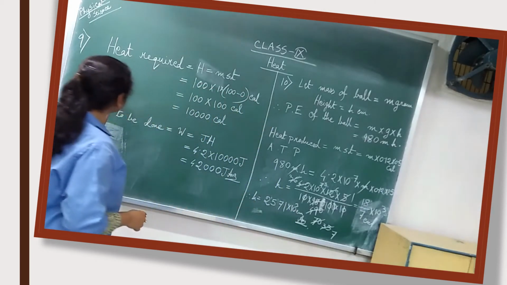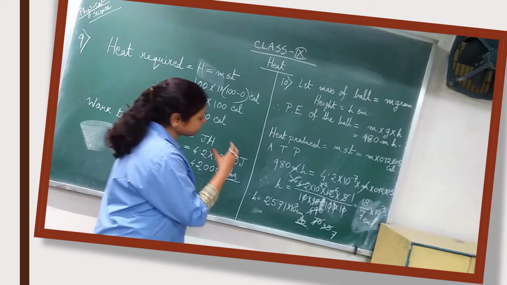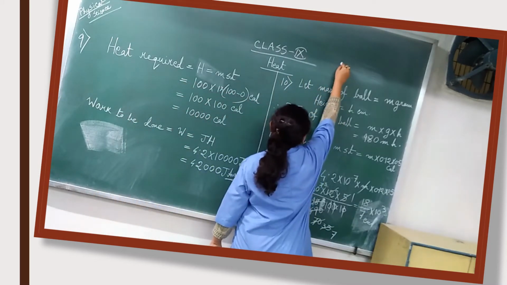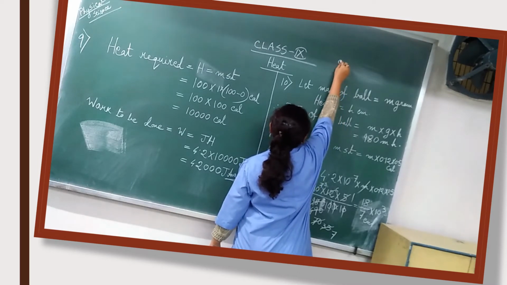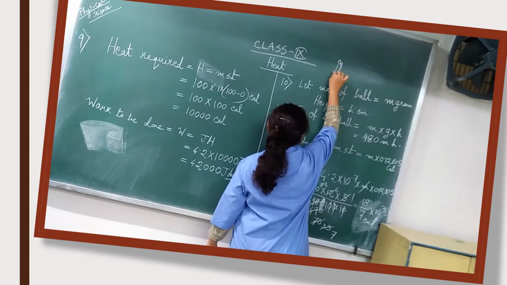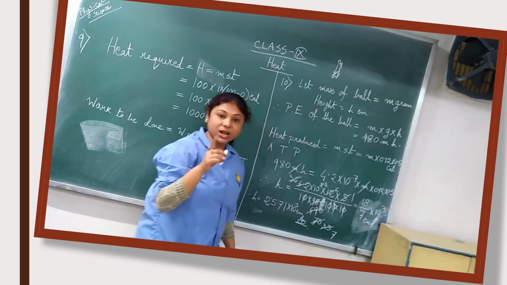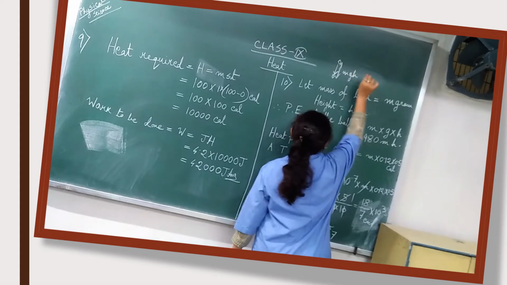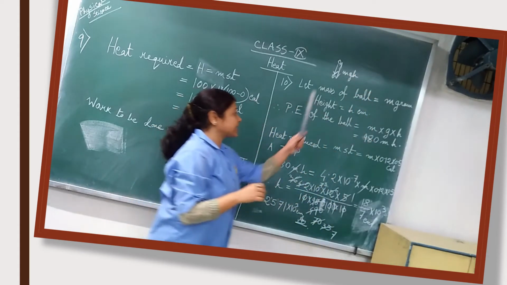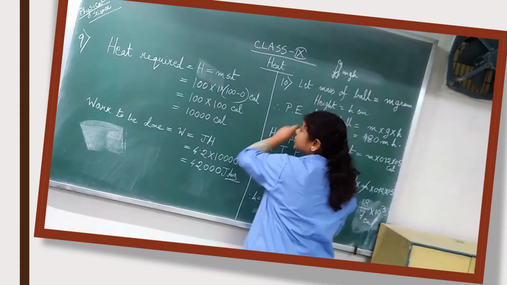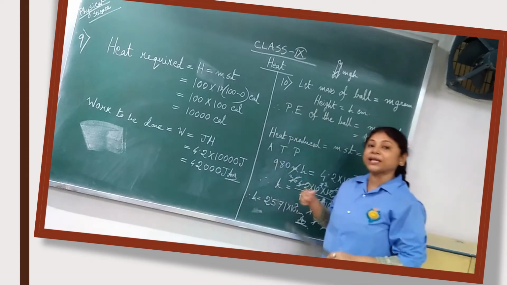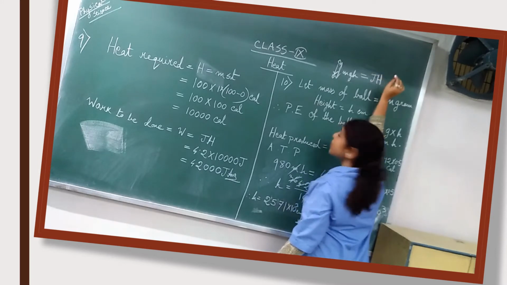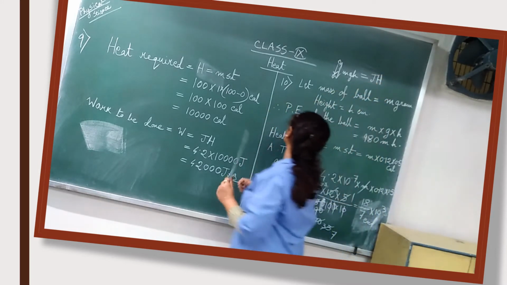In the previous sum, we found heat required and work to be done. And in this sum, height, when you are considering height, that means a ball was there, it is falling down. That means you are considering potential energy, and potential energy is equal to mgh. And this potential energy is equal to work done by that particular ball. So this is equal to again J into H. Okay, so now let's start the sum.